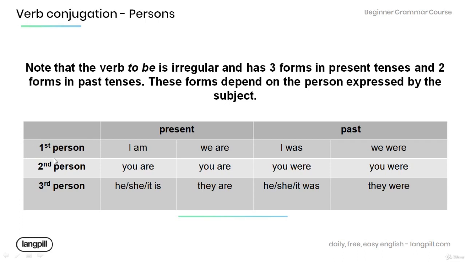And when we use the first person in the past tense, we say I was, we were. Second person, you were, you were. And in the third person, he, she, it was, they were.